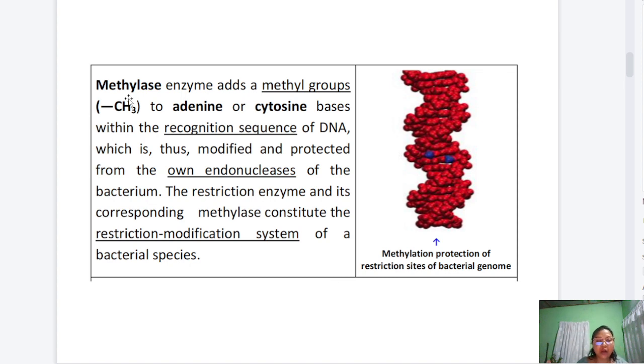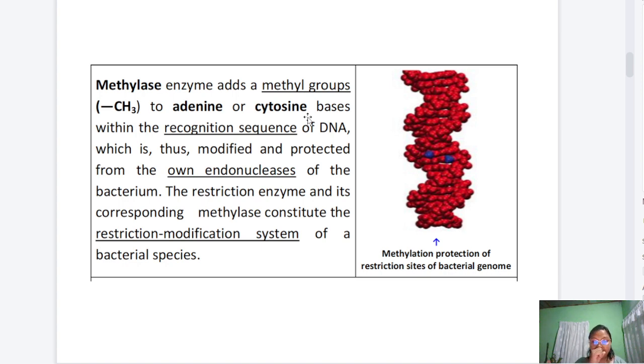So here you can see how a methylase enzyme adds a methyl group. And when I say methyl group, it is represented by CH3. Where does it add? It adds to the adenine or to the cytosine bases. So wherever it's CA or CC in the recognition sequence, the methylase enzyme is going to add the methyl group, and in the process, it will modify and protect the DNA from the bacterium's own endonucleases. The restriction enzyme and its corresponding methylase constitute the restriction modification system of a bacterial species.